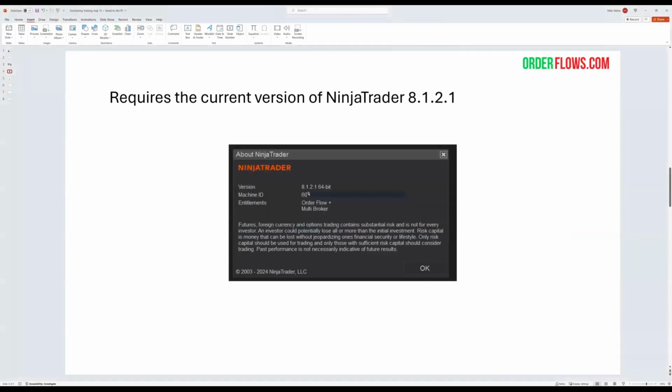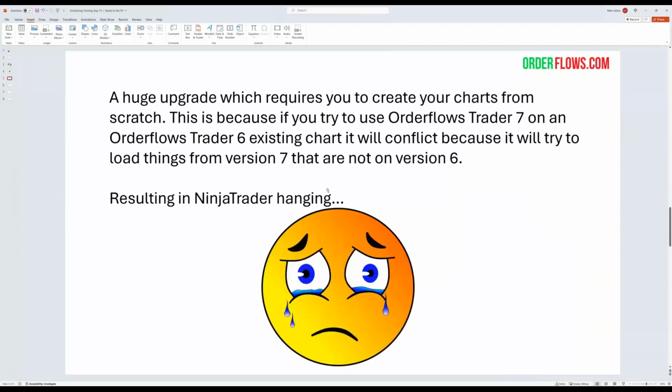You're going to get this thing that pops up, and it's going to say what it is. If you're not on that version, download it, okay, because of the upgrade of Orderflows Trader 7. Now, if you're a first-time user to Orderflows Trader, you're fine as long as you have the new version. But if you're an existing trader, if you're using 6 or even a lower version like 5, I don't think many people are using 5, but I think there are just a handful.